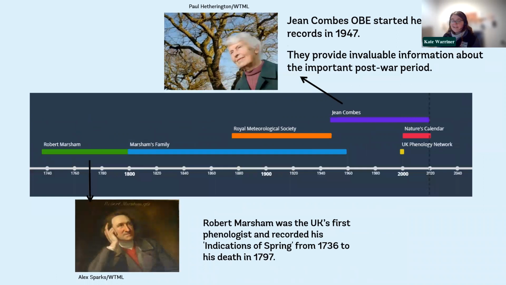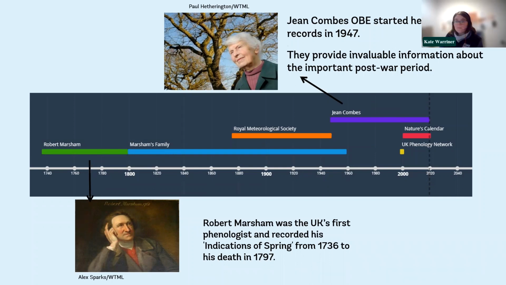After that, in came the lovely Jean Coombs. Now, she started recording, amazingly, at age 11, but she didn't keep her earlier records because she thought they were a bit childish. Little did she know she would end up contributing this massive phenological record. So she's the purple line on our timeline. And since 1947, we have records from her of when buds opened on oak, ash, horse chestnut and lime trees. And she's still recording today.